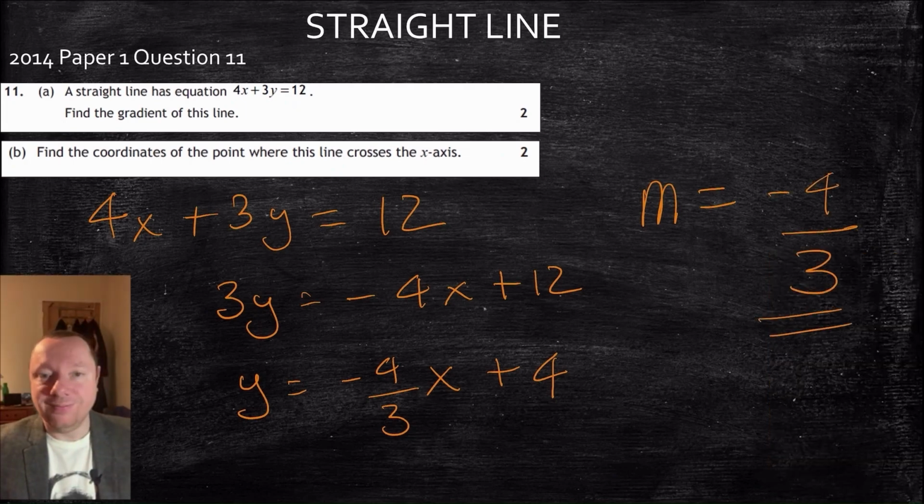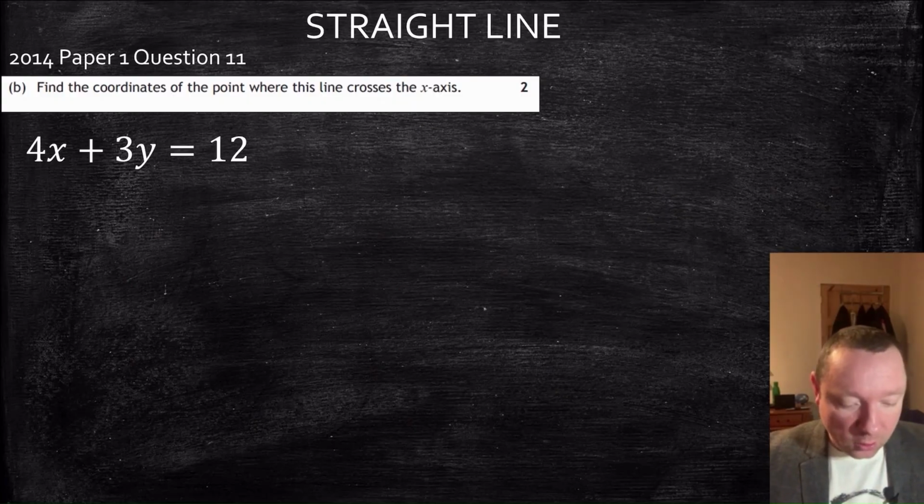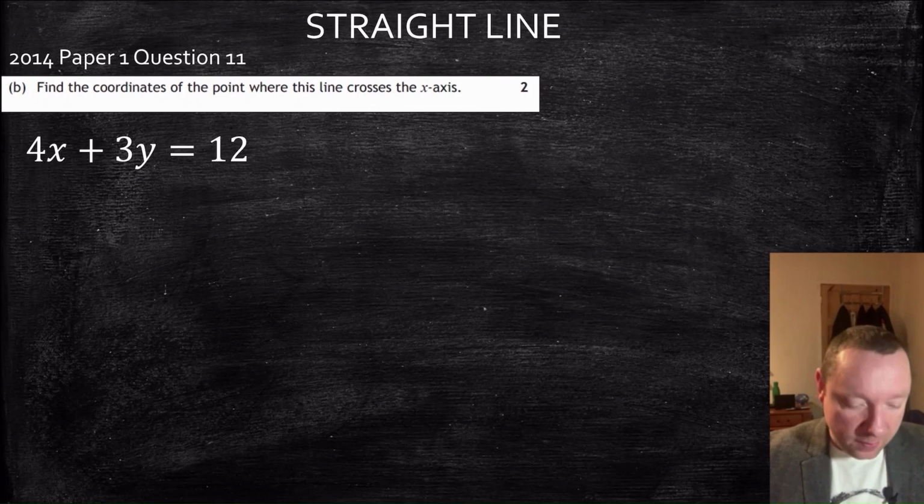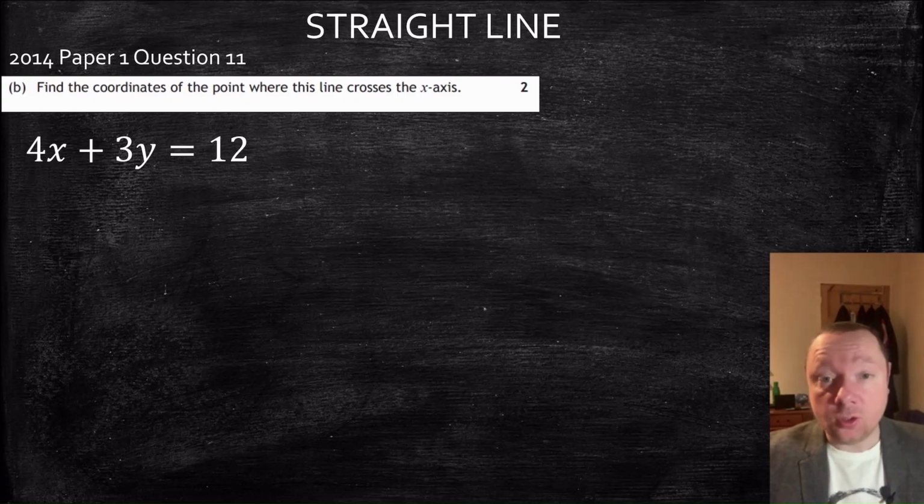And we're done there. Part B says find the coordinates of the point where the line crosses the x-axis. So we've got 4x plus 3y equals 12, remember. It cuts the x-axis when y is 0.